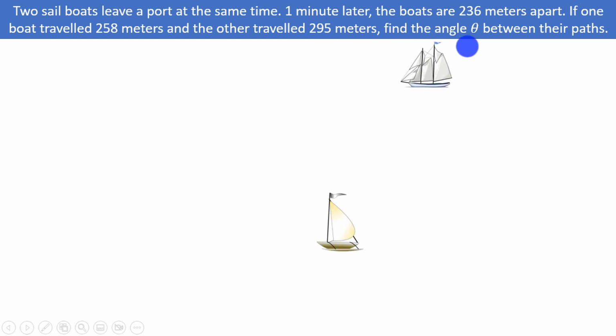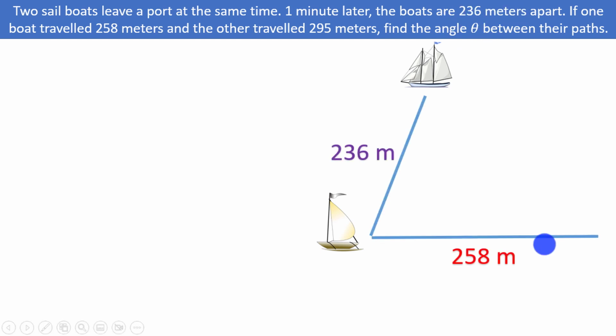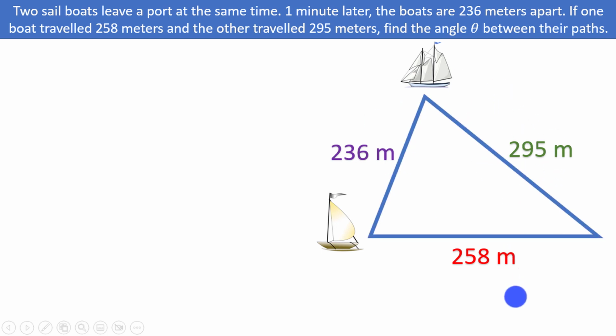So we have two boats, and we are told that they are 236 meters apart. The first boat traveled 258 meters from its starting point, which would be right here. The other boat traveled 295 meters. Altogether, this creates a triangle. We are trying to find the angle theta between their two paths. We have a side-side-side triangle and need to solve for one of the angles. We can use the law of cosines to solve for the missing angle.